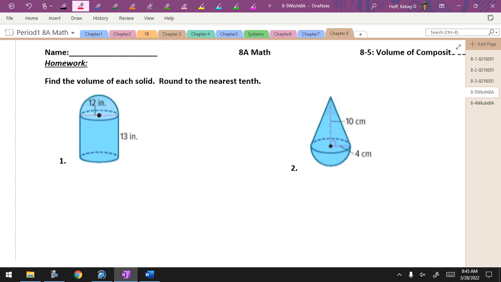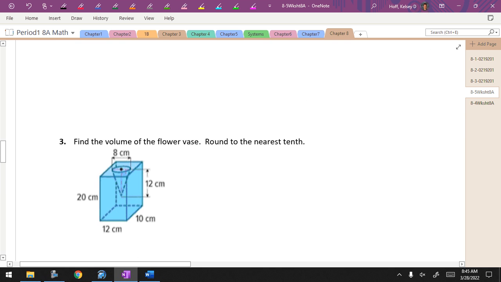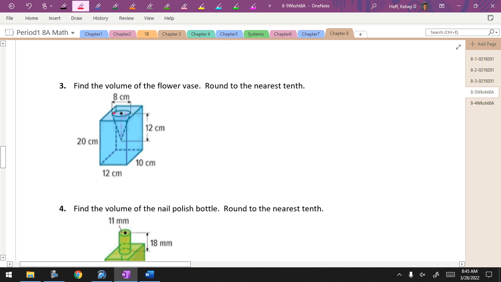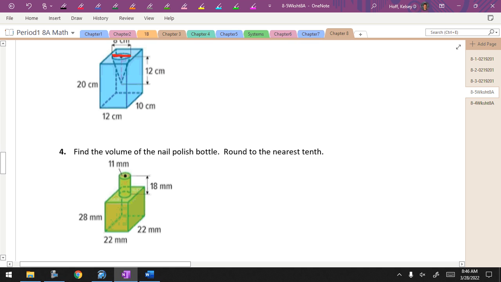On number 1, 12 goes all the way across. I know it's hard to see on your drawing or your copy. 12 goes all the way across. Number 2, 4 goes from the center to the edge. Good on those two? Okay. 3, 8 goes all the way across. Four, 11 goes all the way across.